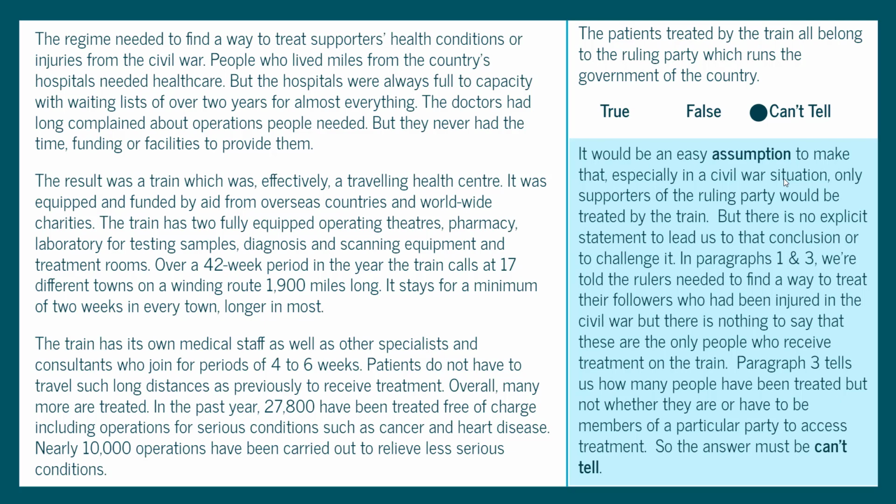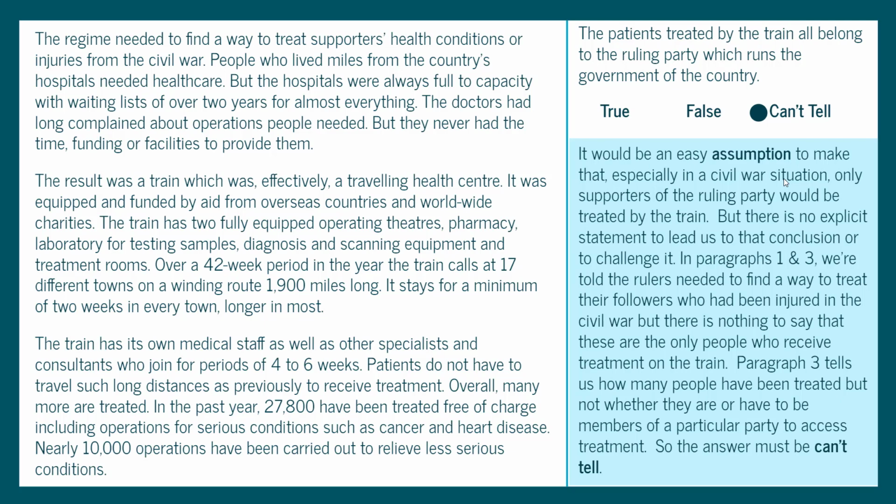All right. So we then look at the different parts where it's mentioned. The first paragraph's first sentence says the regime needs to find a way to treat health conditions or injuries from the Civil War, and the last sentence says they never had the time, funding, or facilities to provide them. So we understand the first paragraph is about the regime and funding. In the second paragraph, there was also effectively a traveling health center, and the last sentence says it stays for a minimum of 2 weeks in every town, longer in most. The third one says the train has its own medical staff, and then that nearly 100,000 operations were carried out.